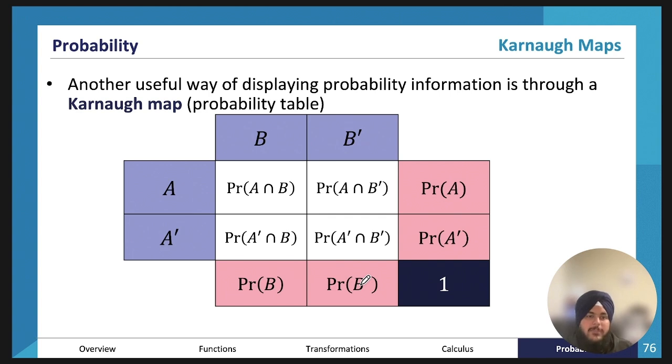Another useful way of displaying probability information, as opposed to Venn diagrams, is a Karnaugh map. A really good and useful way of representing probability. Usually it's only used for two events. So we have probability A, probability not A, probability B, probability not B on the horizontal and vertical sides. And then in the gaps, we have these specific probabilities written down. Whenever we're finding an intersection, the intersection of A and B, we're just doing A intersection B. The intersection of B not and A will be A intersection B not. The intersection of A not and B will be the probability of A not and B, and so on and so forth.